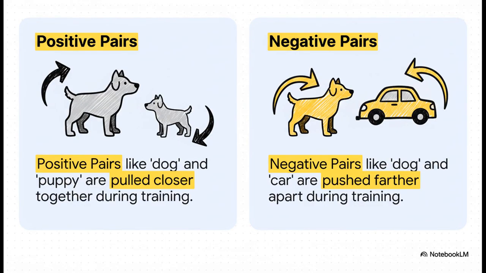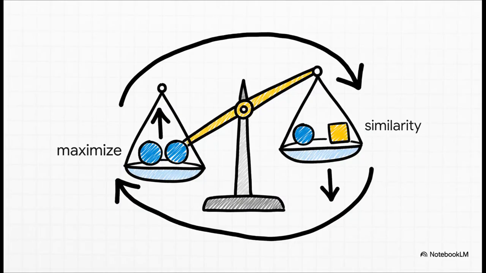You show the model millions of examples. You give it positive pairs like dog and puppy, and you tell it, hey, these two are related, nudge their vectors closer together on the map. Then you show it negative pairs like dog and car and say, nope, these two have nothing to do with each other. Push their vectors far, far apart. The entire training process is just this massive game of adjusting and fine-tuning. The model has one single goal: tweak its internal wiring to maximize the similarity score for things that are related and minimize the score for things that are unrelated. You do this millions and millions of times, and eventually that map of meaning becomes incredibly accurate.